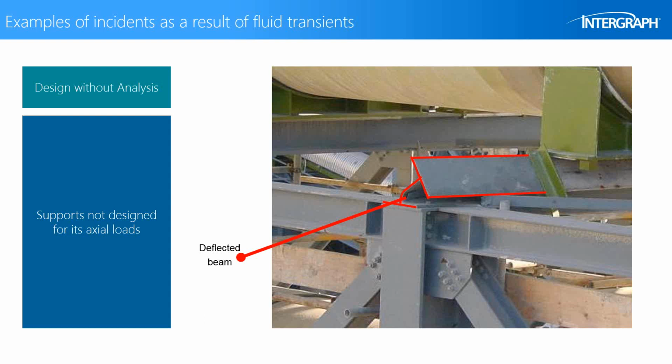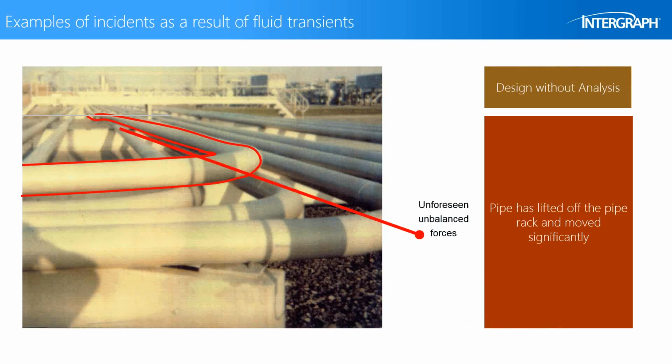The pipe support has broken and failed, and the steel beam highlighted there has deflected due to the high axial load that was not designed for. We've already seen this example as well. The pipe that is supposed to be sat on the pipe rack along with all the others has moved significantly.